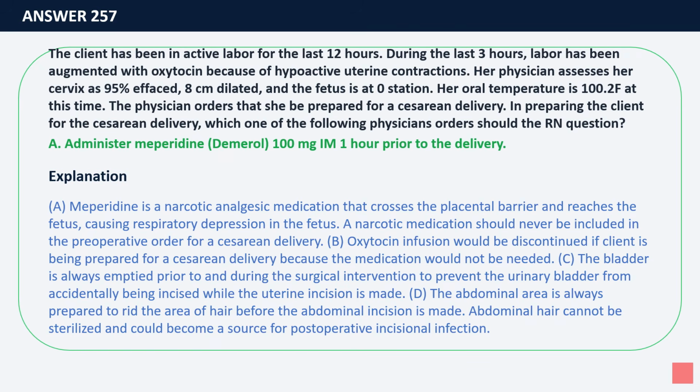B. Oxytocin infusion would be discontinued if the client is being prepared for a cesarean delivery because the medication would not be needed. C. The bladder is always emptied prior to and during the surgical intervention to prevent the urinary bladder from accidentally being incised while the uterine incision is made. D. The abdominal area is always prepared to rid the area of hair before the abdominal incision is made. Abdominal hair cannot be sterilized and could become a source for postoperative incisional infection.